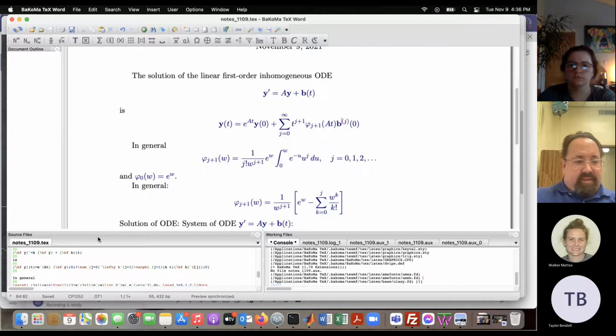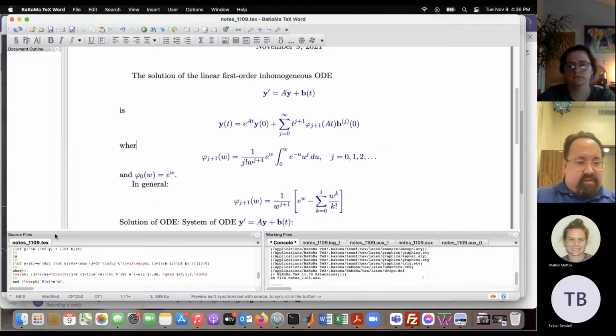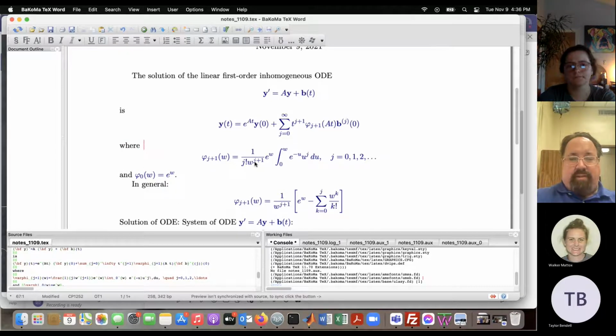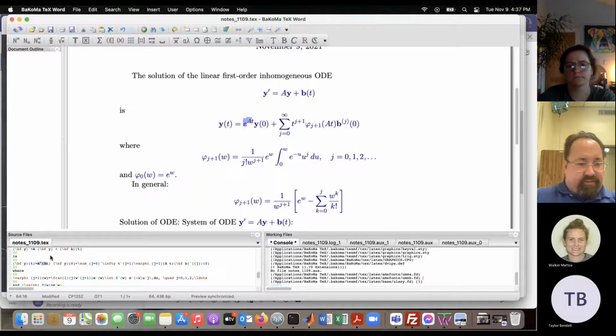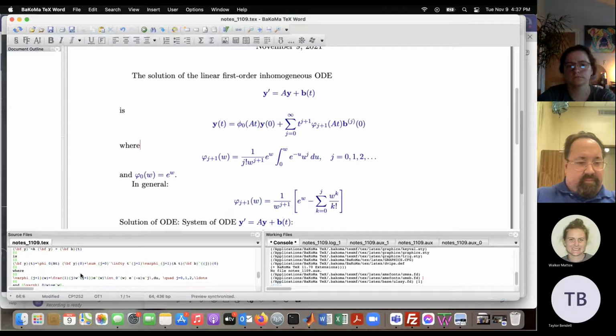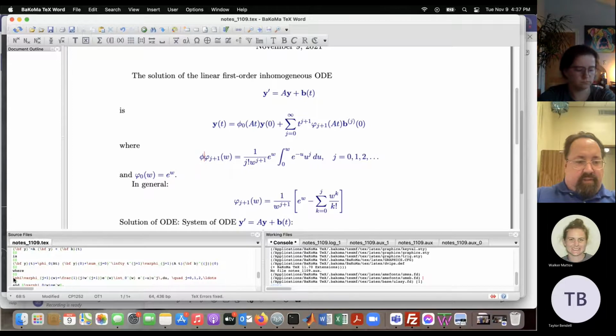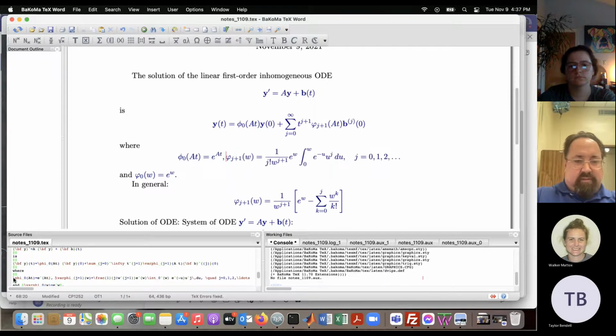So now I have a solution described in terms of these phi functions. And just to have everything in one place, the general definition of the phi functions is given here. And actually, I can use a phi function here. This is phi 0 of At. And phi 0 of At is just a matrix exponential. Okay.